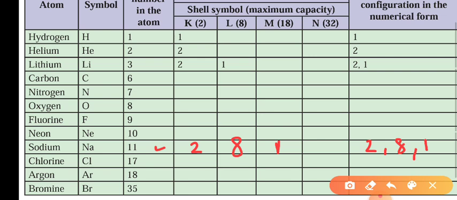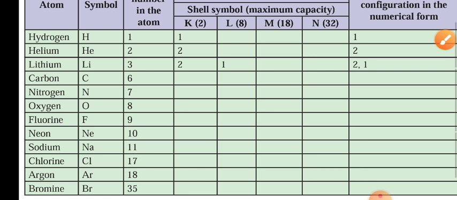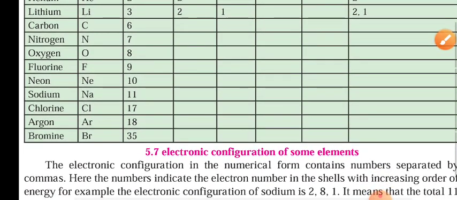In the same way for the others. If I want to write down, for carbon it will be 2, 4. For nitrogen it will be 2, 5. For oxygen it will be 2, 6. Like that you can write for the others also, argon, bromine and all. Let's see the last one, that is bromine, what they have given.